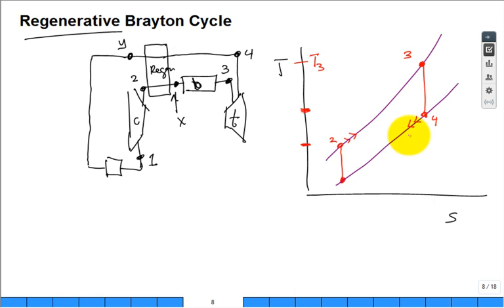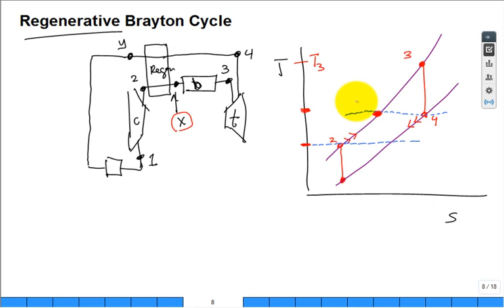Well, what is the lowest temperature that the hot gas can be cooled to? And what's the highest temperature that the cold gas can be heated to? So you draw two horizontal lines and you say, you know what? I could possibly take state X up to the same temperature as 4. That would be the maximum. That's the best you could do for that heat exchanger, for that regenerative heat exchanger.